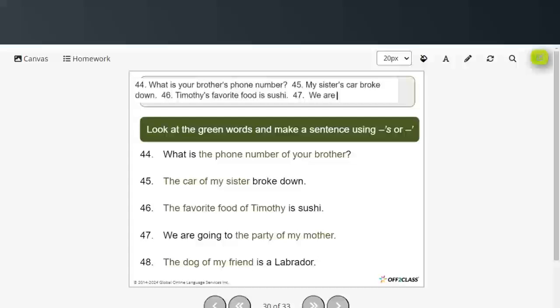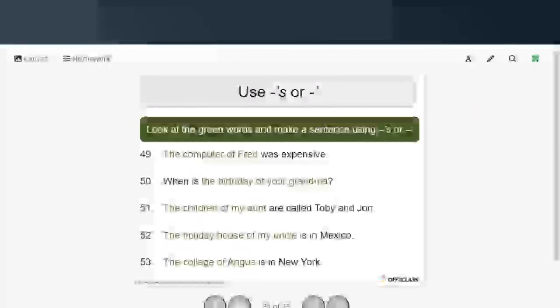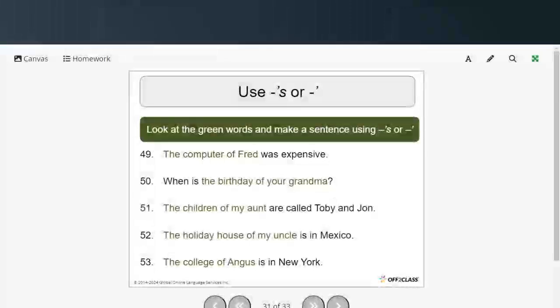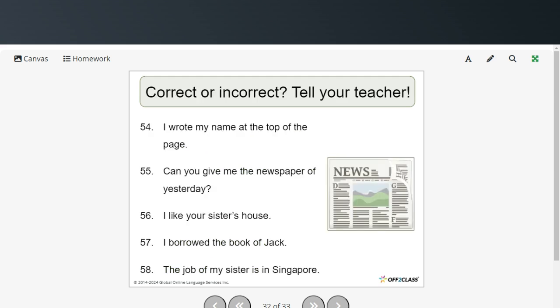Okay, here, this would be Fred's computer was expensive. When is your grandma's birthday? My aunt's children are Toby and John. My uncle's holiday house is in Mexico. And Angus's college is in New York. I wrote my name at the top of the page. That one is correct. Can you give me the newspaper of yesterday? That should be yesterday's newspaper.